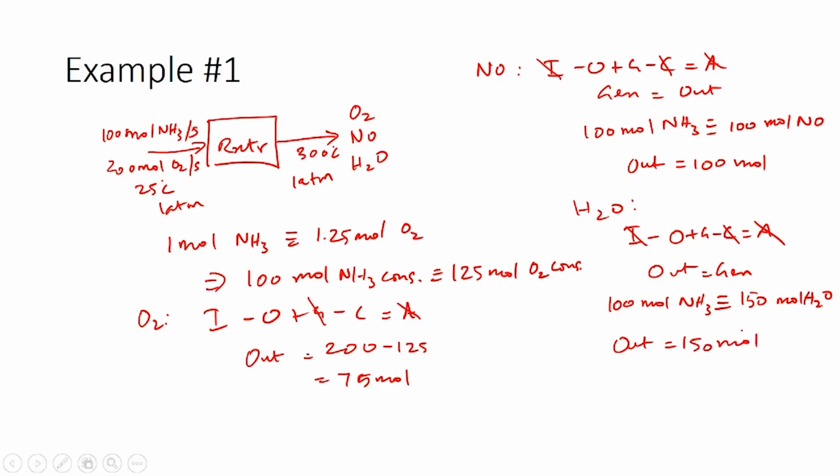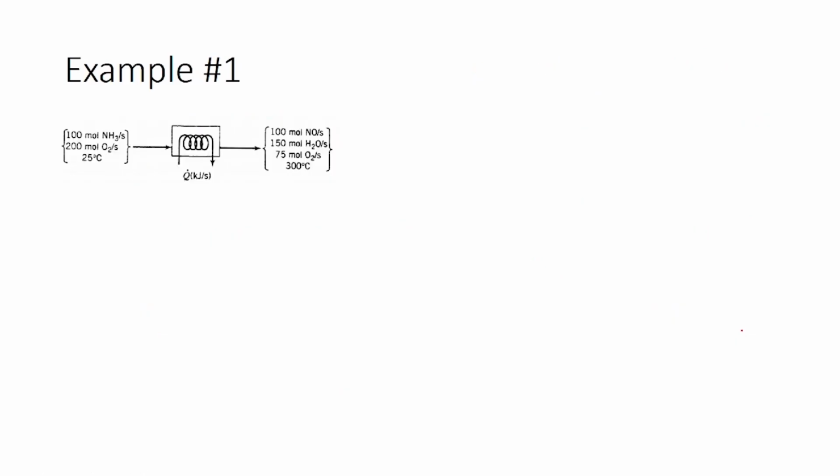Using this we have the completed flow chart given here. This is 100 moles of ammonia and 200 moles of oxygen at 25 degrees Celsius coming in, and this ends up producing 100 moles of nitric oxide, 150 moles of water and 75 moles of unreacted oxygen, which are all leaving the system at 300 degrees Celsius. We now need to identify Q dot, which is the heat which is supplied or removed.